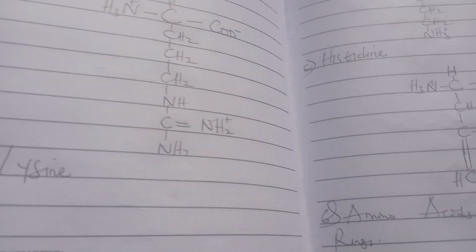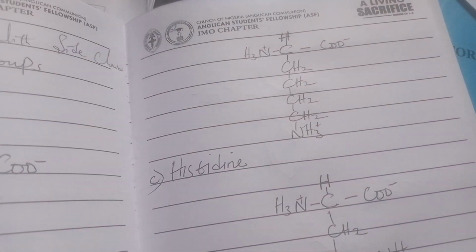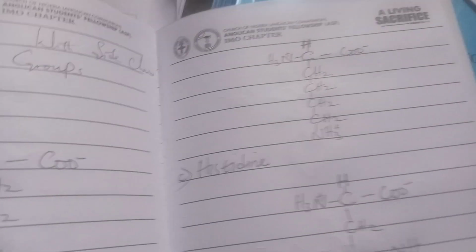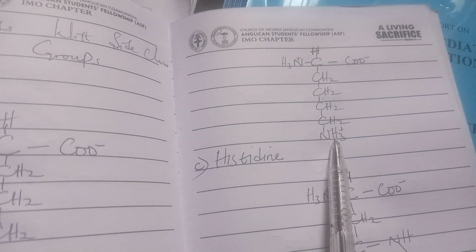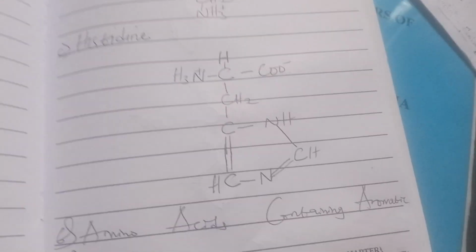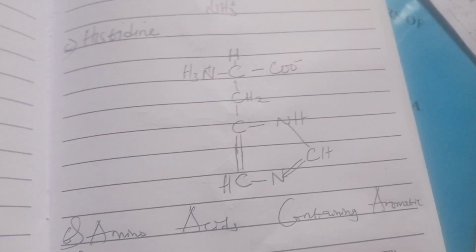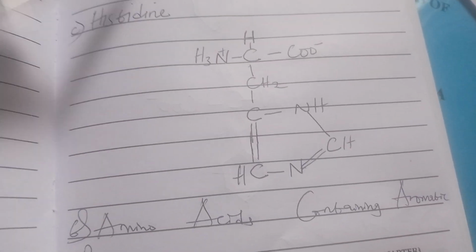Now look at the next one there, which is lysine. Are you there? Can you see the introduction of the basic group? Are you seeing it here? So look at histidine. The normal formula is there: amino group, acidic group, the H, and then the aromatic group.